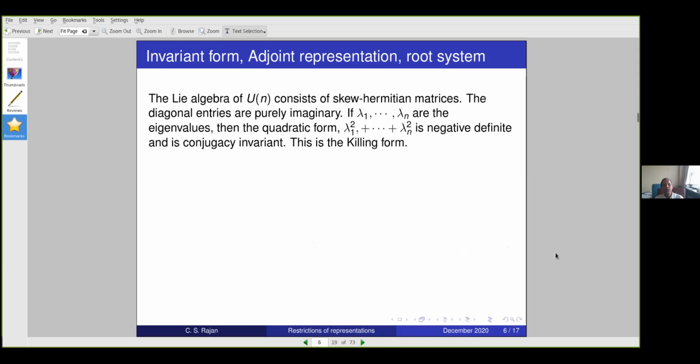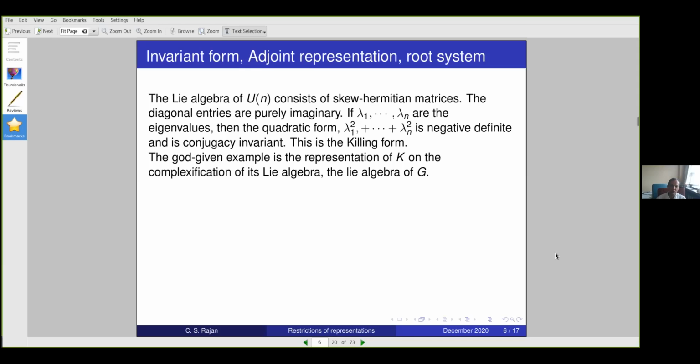The second part is that the Lie algebra of U(N) consists of skew-Hermitian matrices. So the diagonal entries are purely imaginary. And if the lambda_i are the eigenvalues, then the quadratic form, the summation of lambda_i squared, is negative definite and is conjugacy invariant. And this gives rise to the Killing form, and it extends in an invariant manner to that of the Lie algebra. Okay.